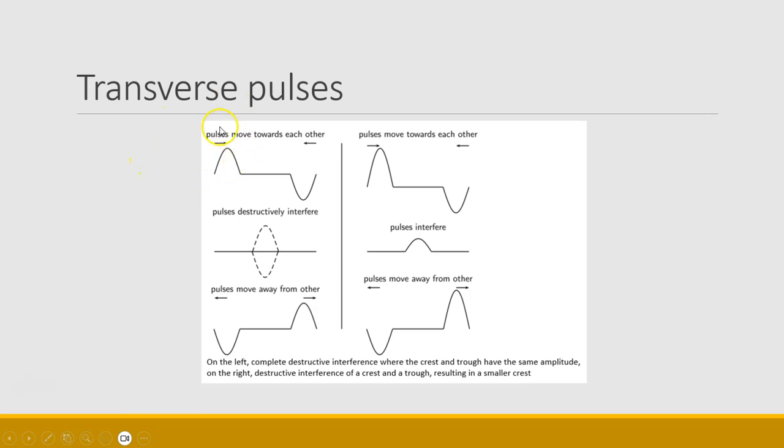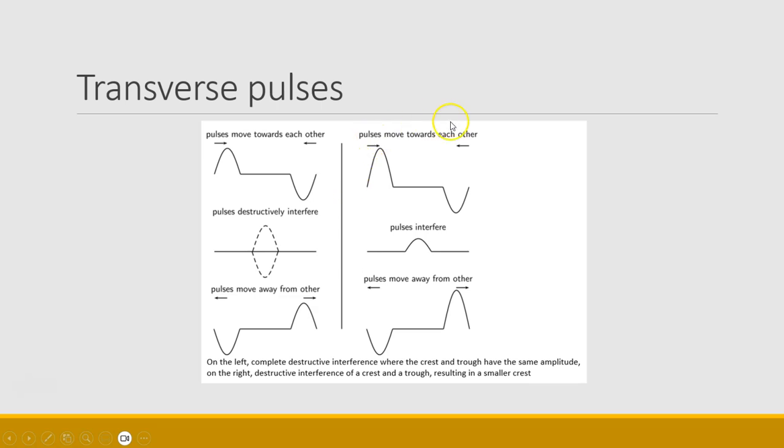So here we have an example of a crest and a trough moving towards each other. And if their amplitudes are identical, then when they meet, they cancel each other out. And that is known as complete destructive interference. And again, once they have passed through each other, they continue on their way as though they had never met.